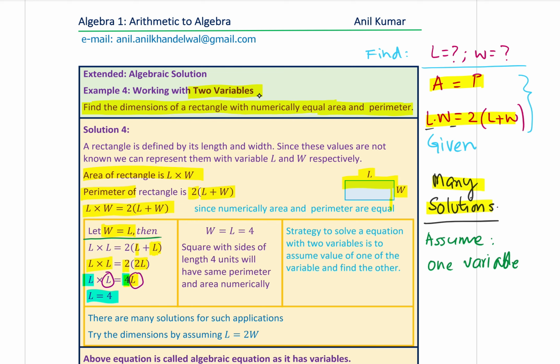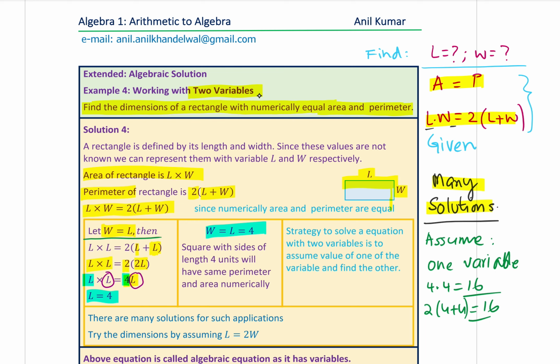Both are equal, and you can verify that if length and width are both 4, what do we get? Do we get the same area and perimeter, right? So 4 times 4 is equal to 16, and twice 4 plus 4. 4 plus 4 is 8, 8 doubled is 16. We do get the same numerical values for area and perimeter. You get the idea? Now, can you tell me how can you find other dimensions where the perimeter and area are going to be exactly the same? Yes, you do have an idea.